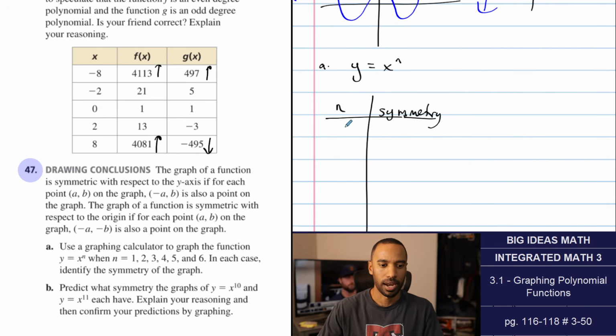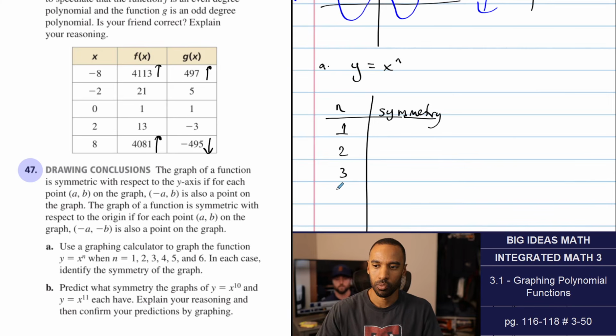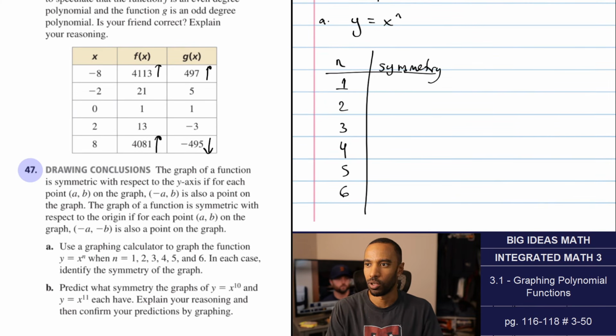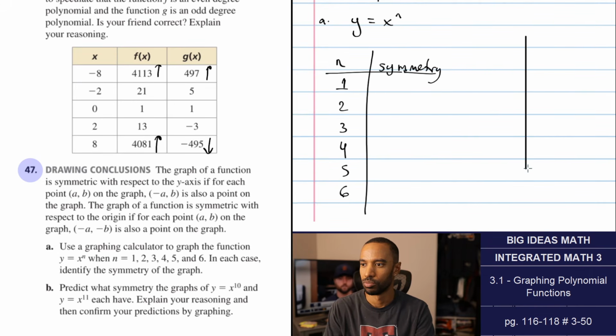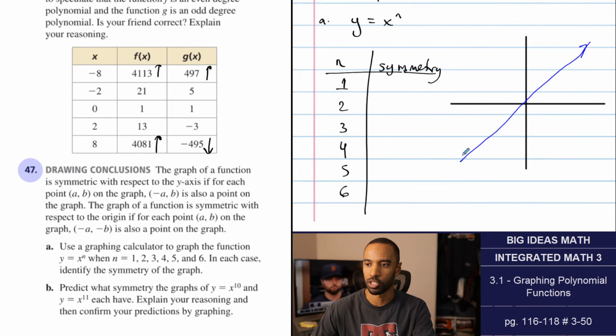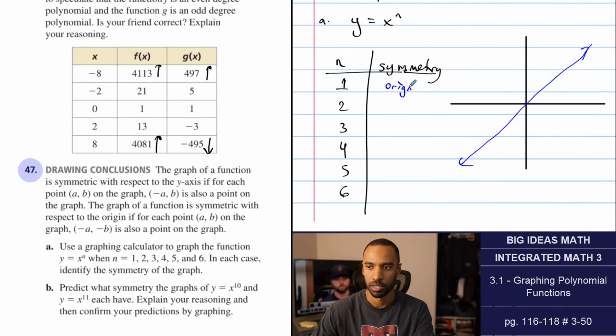All right. When n is 1, 2, 3, 4, 5, and 6, here's what it's going to look like on each one. Remember, this is just x to the n, the basic parent function type. When n is 1, this is just y equals x. It's a straight line through the origin. That means we get (a, b) and (negative a, negative b). That has symmetry across the origin.